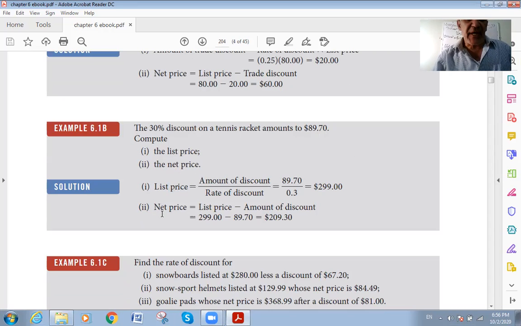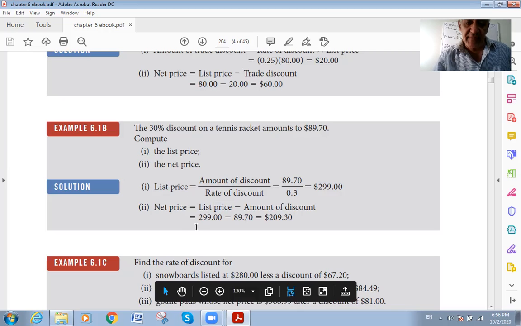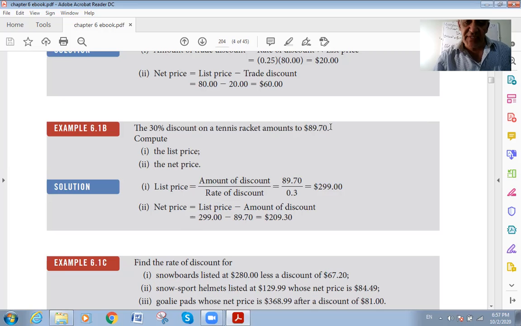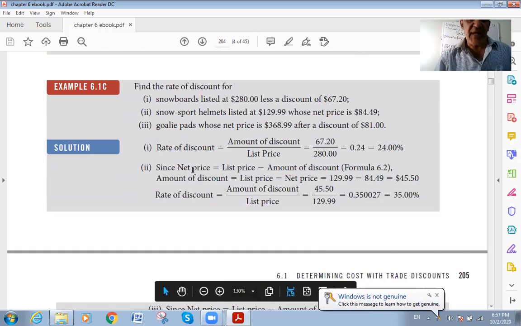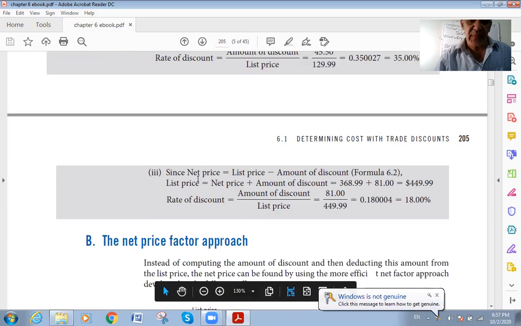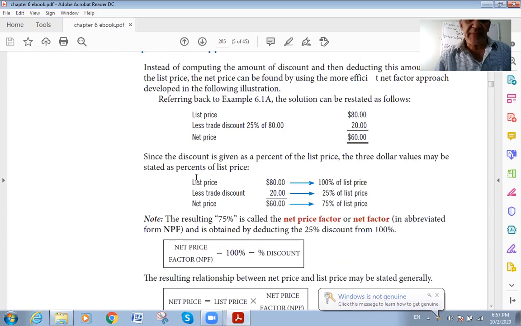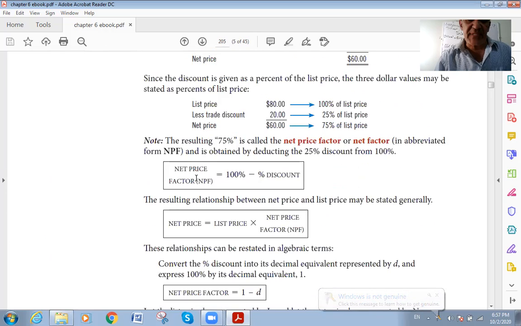Then you can get the net price. The net price will be the list price which you get from this step, which is 299, minus the amount of discount, which is given already in the example. The amount of discount is 89.7. So it's given in the example. It's the same idea. We can get a lot of examples about this.